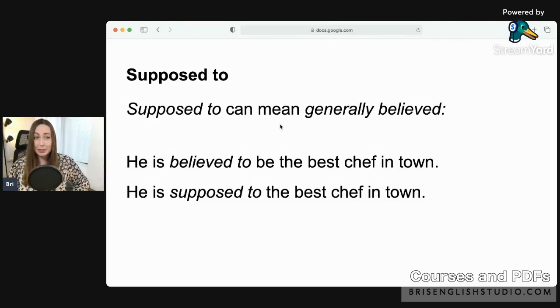Supposed to can mean generally believed. So generally believed means it is believed by many people or most people. If we look at this one, he is believed to be the best chef in town. So if you ask the local people, he is the best chef in town. Most people agree, most people think, most people believe that he is the best chef.